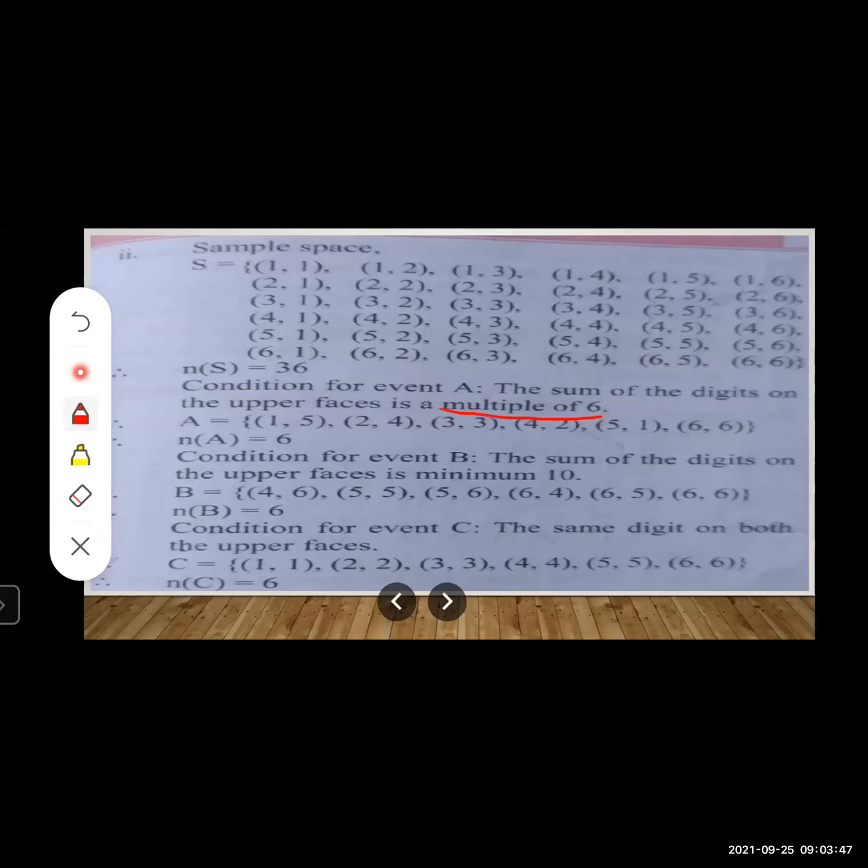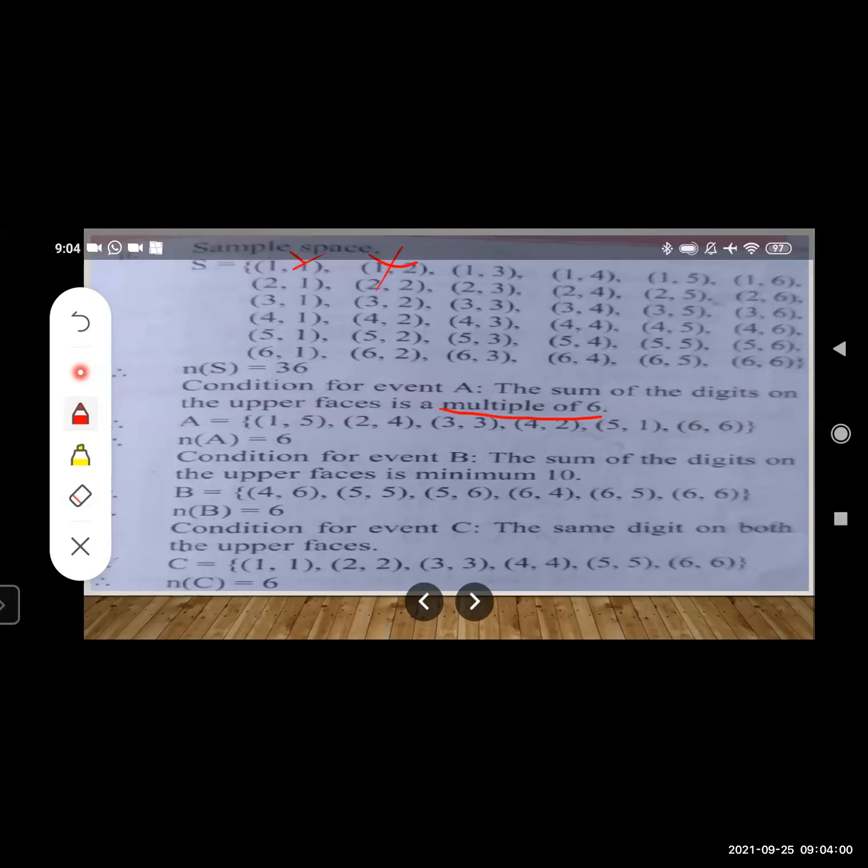We want the sum of the digits on the upper face to be a multiple of 6. Let us see this. Here we have 1, 1, so it will not come. See this, 1 plus 5 is 6, so it is a multiple of 6. 1 plus 6 is 7, not there. 2 plus 5 is 7, not there. 2 plus 6 is 8, not there.